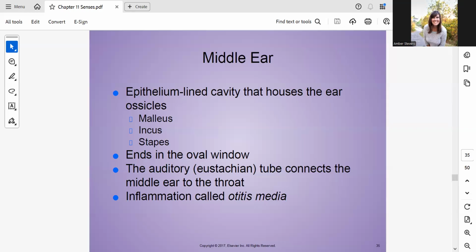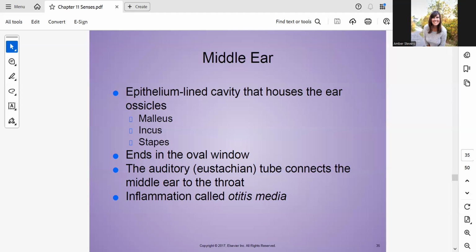Then you also have the eustachian tube, which is the auditory tube. And it's a narrow tube that connects the middle ear to the nasopharynx or the upper part of the throat. And it helps to equalize air pressure on both sides of the eardrum so that you have proper vibration of the eardrum. So this is also why when you swallow or yawn, it helps relieve that ear pressure during altitude changes.